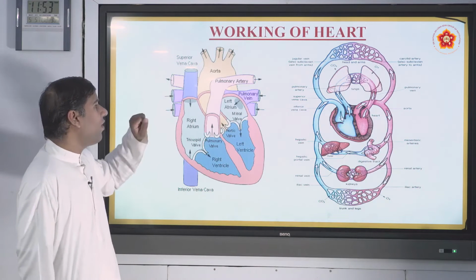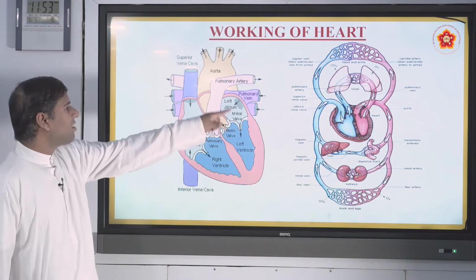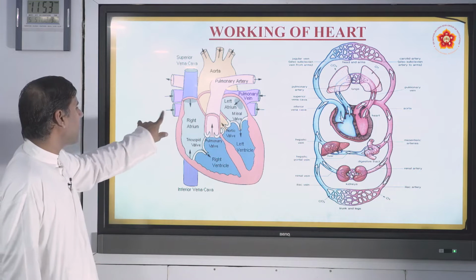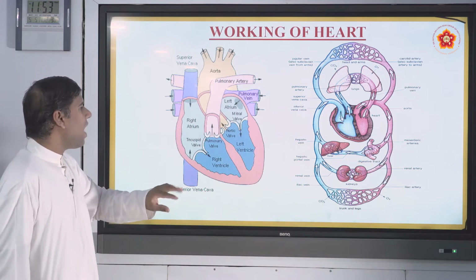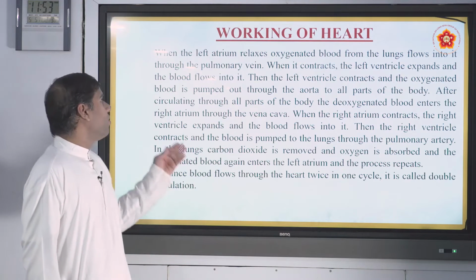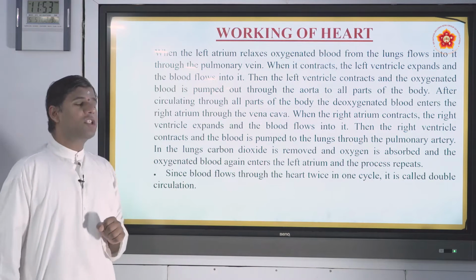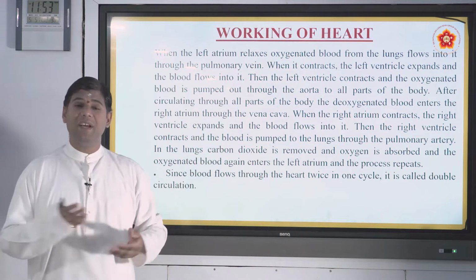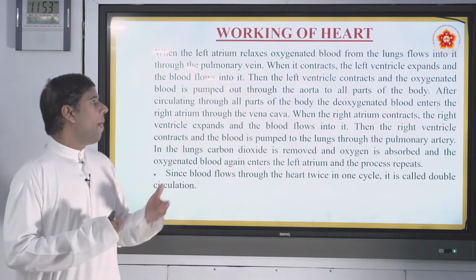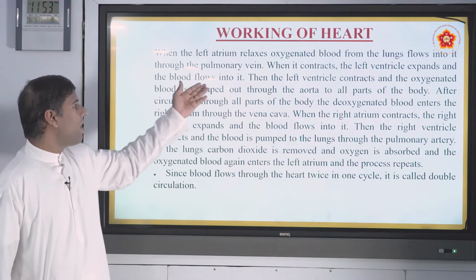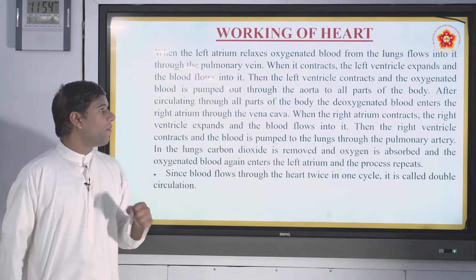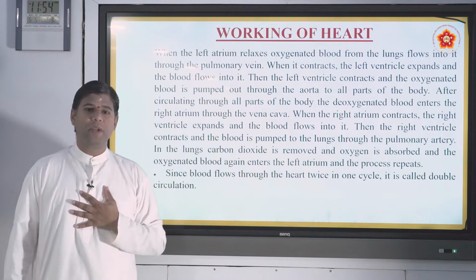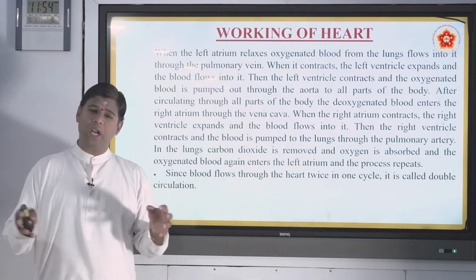So if you have the enlarged version, you can see the process like this, and here is what happens. You see these arrows which are coming in and going out, and we'll see the next chamber. When the left atrium relaxes, the oxygenated blood from the lungs flows through the pulmonary vein into the left atrium. When it contracts, the left ventricle expands and blood flows into it. So there's this action of contraction and relaxation.